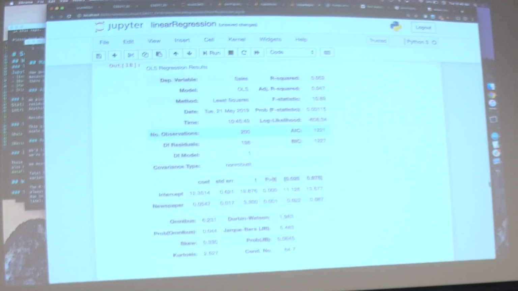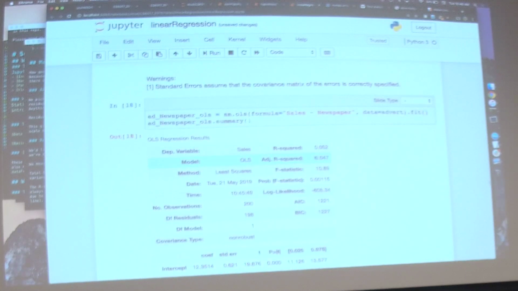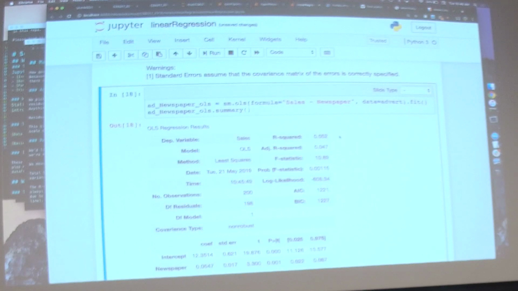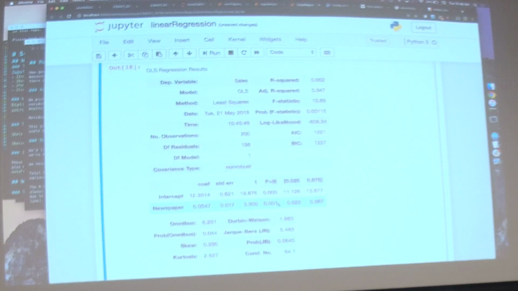If we look at the newspaper, we have a really small R squared, 0.05. And if you remember, the newspaper was kind of all over the map. It didn't look like there was a clear linear relationship, and the R squared value confirms that. Our p-value is still pretty low, but the coefficient is really, really small, and it doesn't explain very much of the variation in our data.